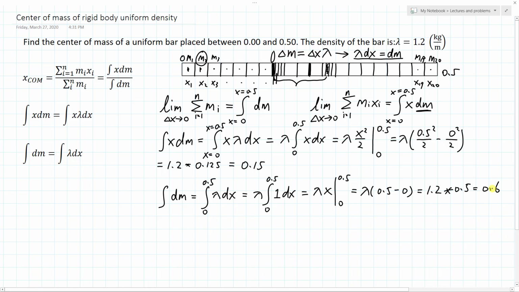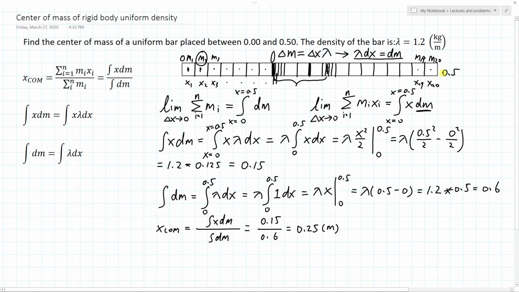It's kilograms, right? So now we have both the top and bottom, we just divide the two. So x center of mass is equal to the top, which is x dm, and the bottom is just dm. I'm going to grab a ruler, draw a nice horizontal line. So we have 0.15 over 0.6. And we should have 0.25. And I'll put the unit here. So this is exactly halfway, right?